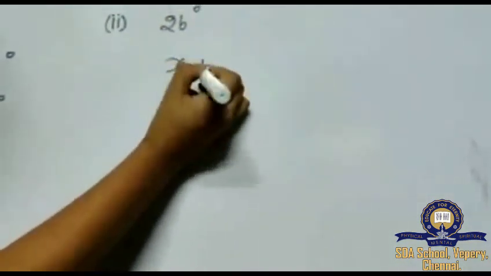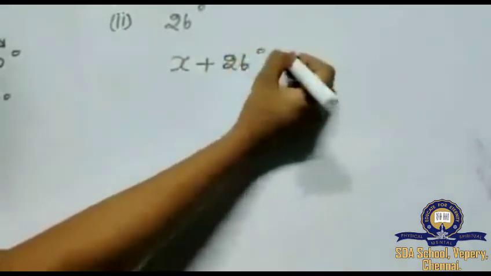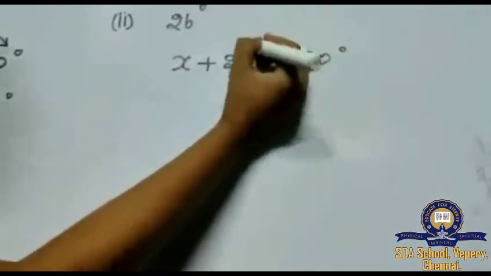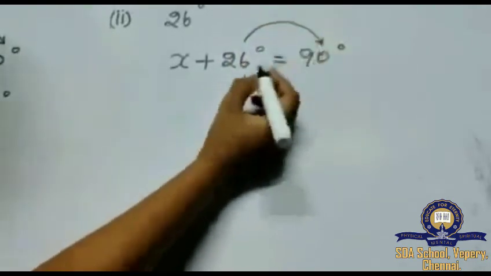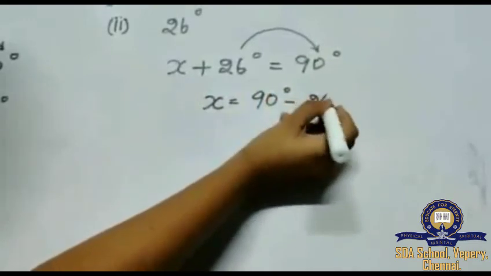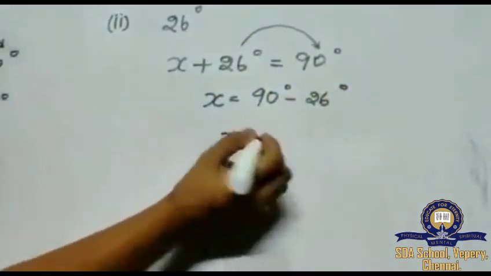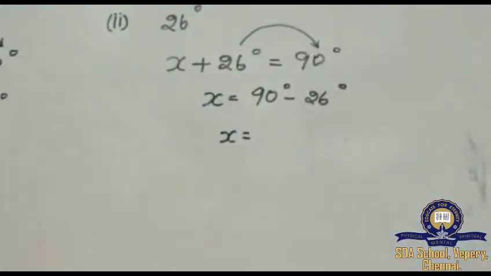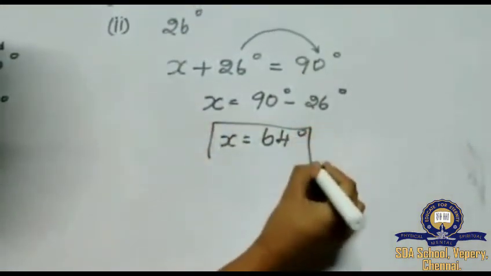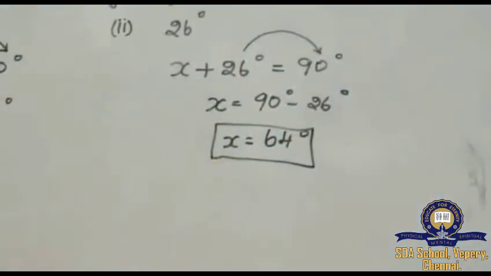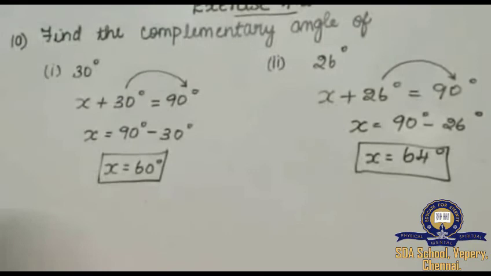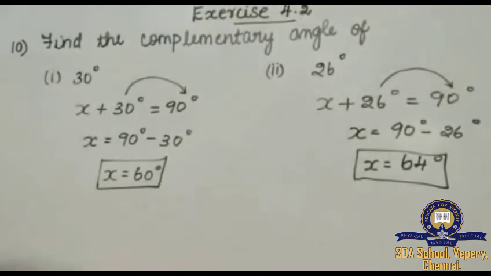Similarly, when two angles add up, the sum must be equal to 90 degrees. When I take this plus 26 to the other side, it becomes minus 26. When I subtract 26 from 90 degrees, the answer I get is 64 degrees. So the other angle is equal to 64 degrees. Got it, students? The subdivisions 3, 4 and 5 will be your homework sums.